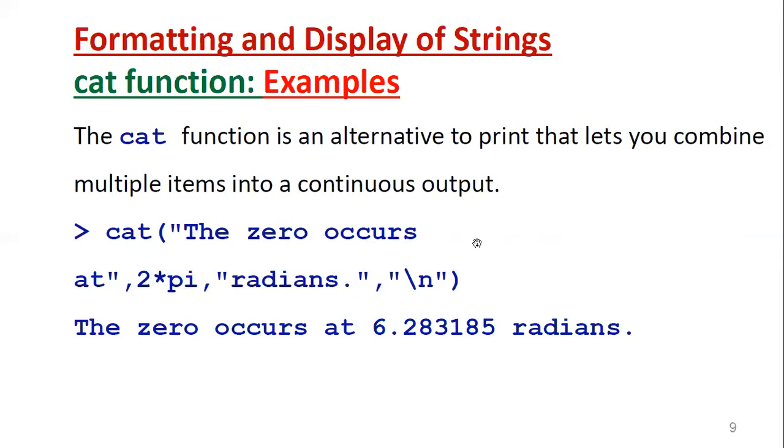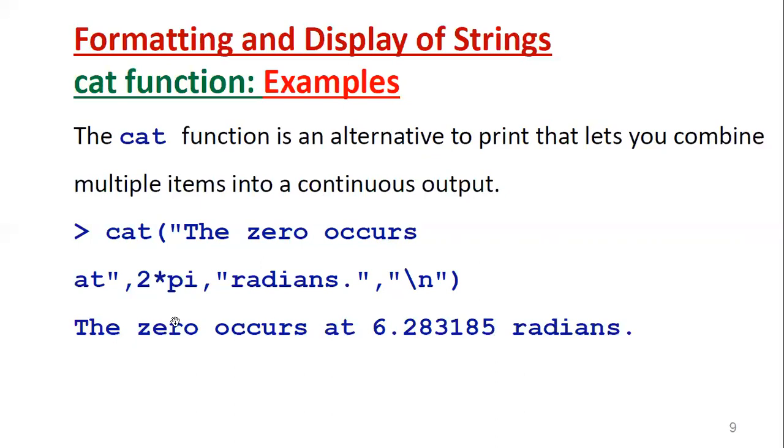Then to print this result in a new line, we have to specify \n within double quotes. If you don't specify \n, the output will be displayed in the same line. It won't enter into the next line.